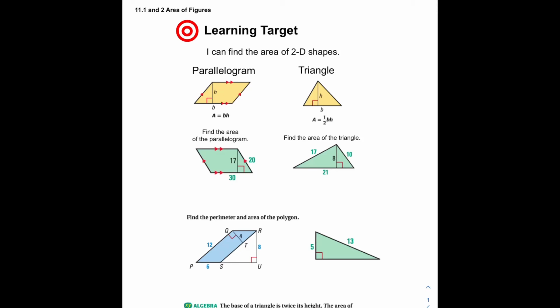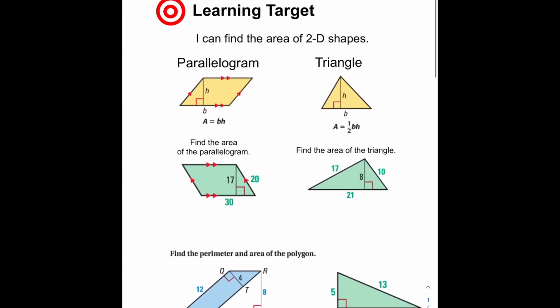Okay, let's look at a new unit, kind of looking at the area. Some of this may be review. Again, some may be expanded on prior knowledge. So let's kind of take a look at this. If we look at a parallelogram, our area formula is really the same as it were to be a rectangle.